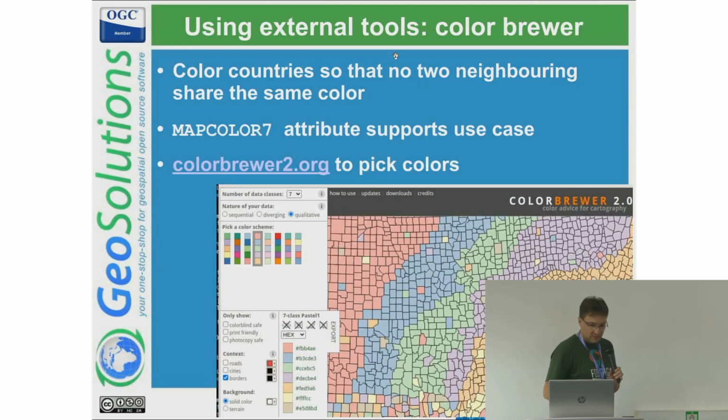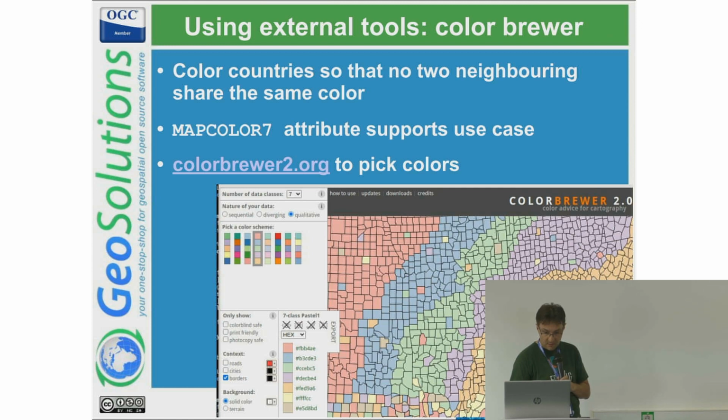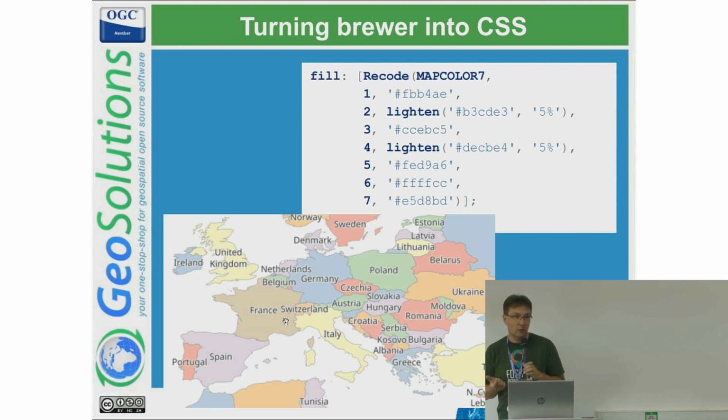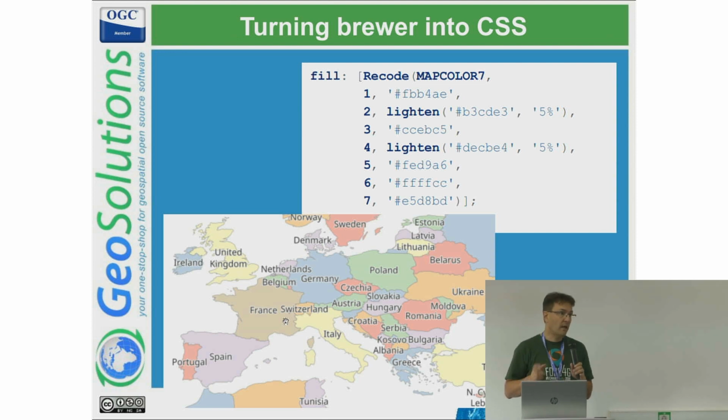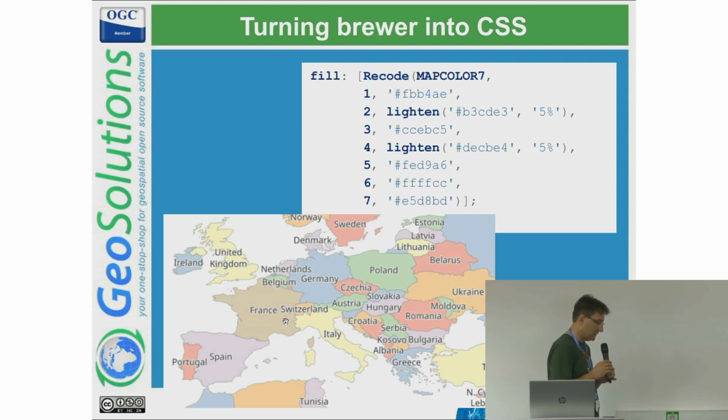And so, Color Brewer comes out with these 7 colors here, with hexadecimal values for each one. And they are turned into a CSS equivalent using the recode function. The recode function takes map color 7 and then starts doing the association. Take 1, turn it into one color. Take 2, turn it into another color.